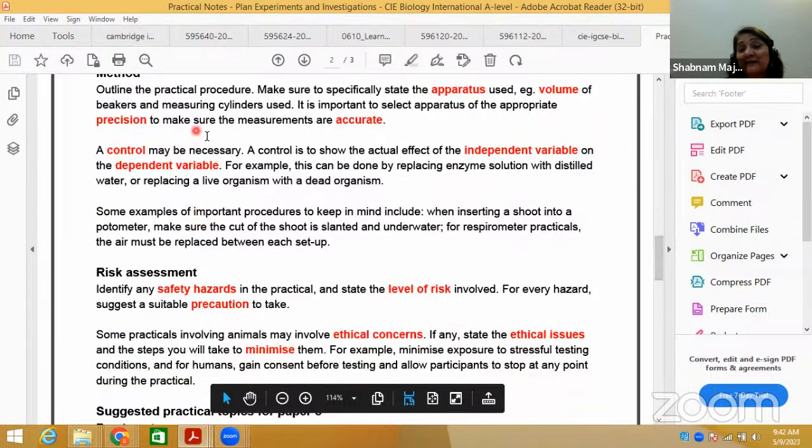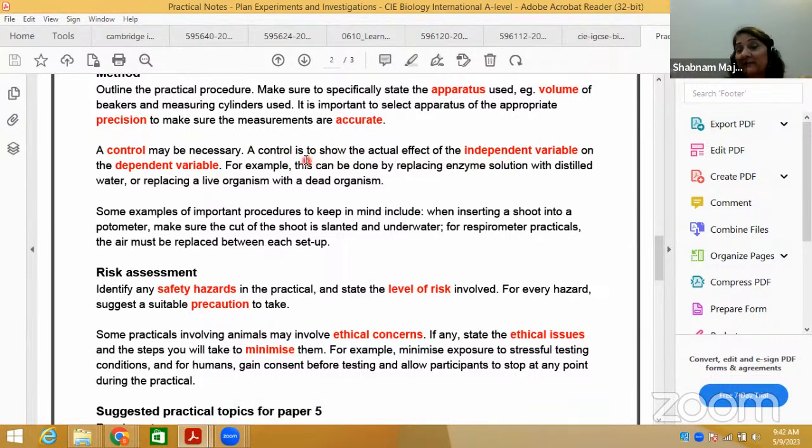Then a control may be necessary. A control is to show the actual effect of the independent variable on the dependent variable. I already explained this to you. For example, this can be done by replacing the enzyme solution with distilled water, or replacing a live organism with a dead organism. Suppose you put live germinating seeds into one test tube, and into another test tube you put an equal mass of beads or cotton. So that's what he's saying, or a dead organism.